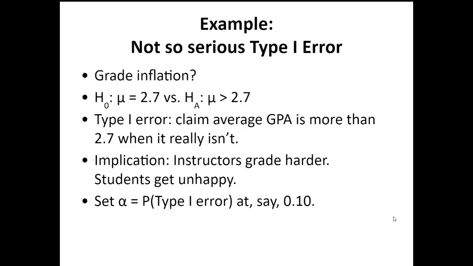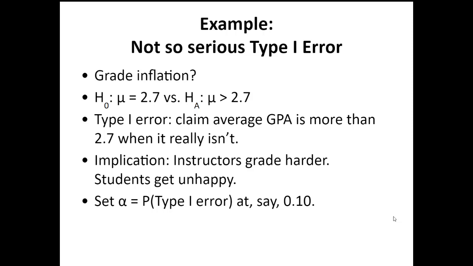This is an example of when a type 1 error is not that big a deal. Okay, it's still important to control for error. It always is. We don't want to falsely reject the null ever, right? Type 1 error is never good, but there's times where it's not as serious. So in this situation, we're looking at grade inflation. And grade inflation is when students are given grades that don't necessarily reflect their mastery in the course.